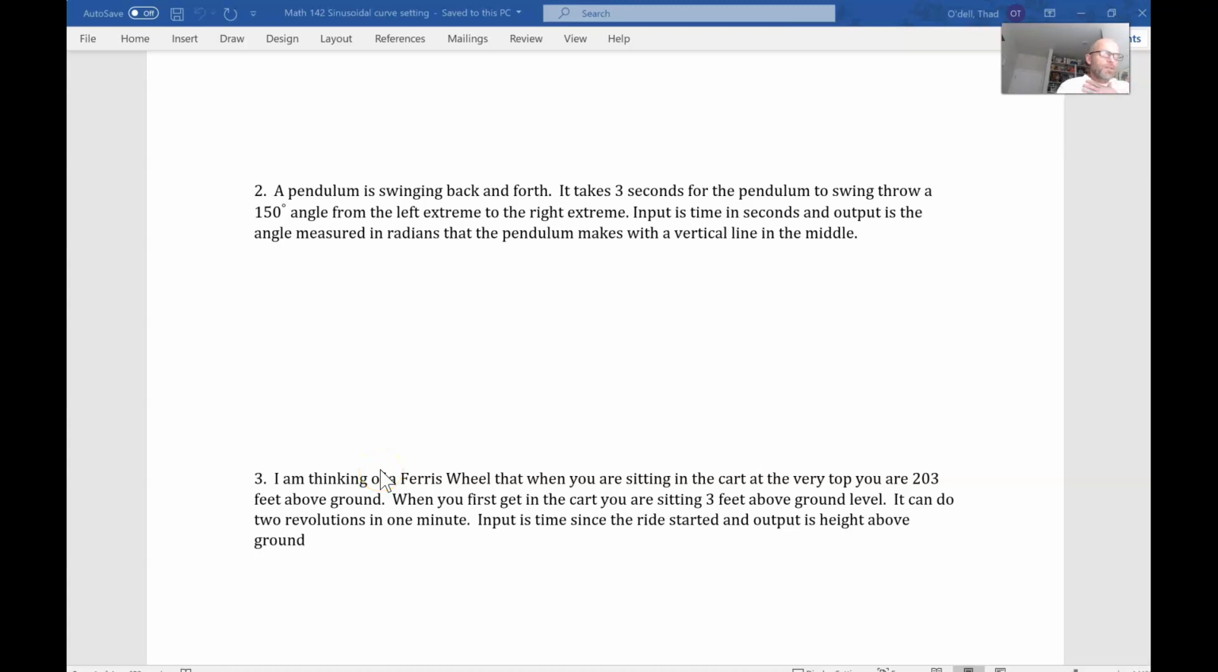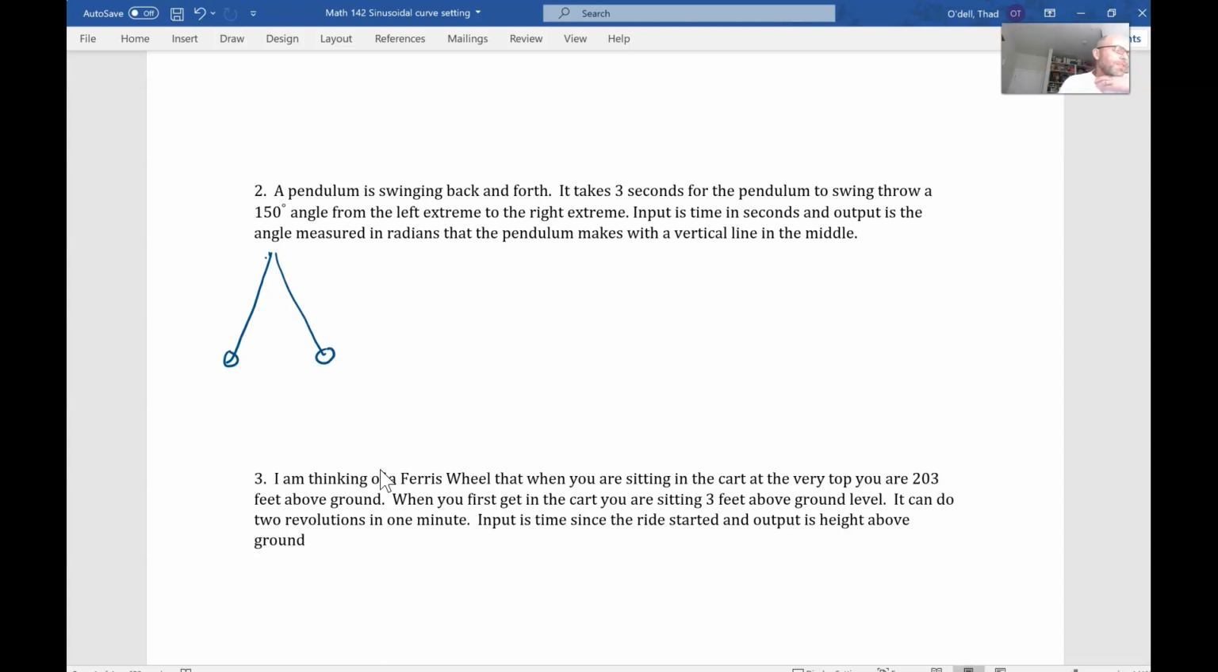So in this video I'm going to run through several examples of curve fitting using a sinusoidal graph. And so let's jump right into it. A pendulum is swinging back and forth. It takes 3 seconds. So let's get a picture of this.